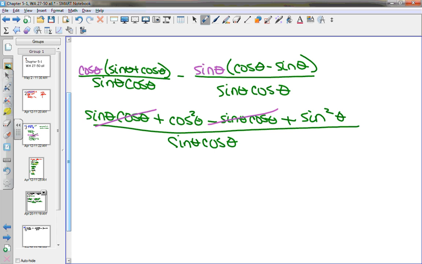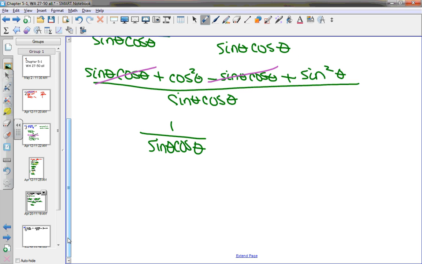Seventy. Yeah. Sine squared plus cosine squared is equal to 1. So now I have 1 over the sine of theta times the cosine of theta. What's 1 over sine? The cosine. What's 1 over cosine?